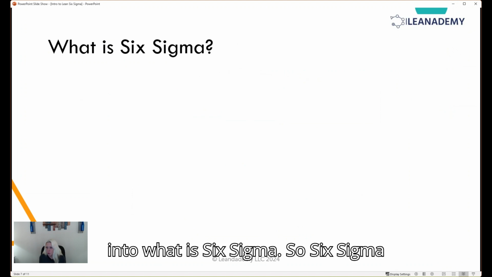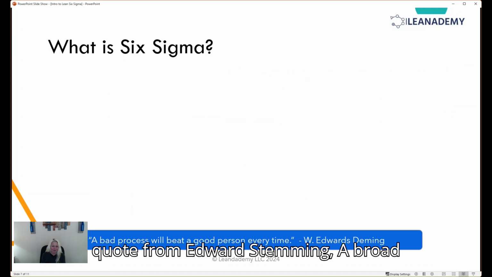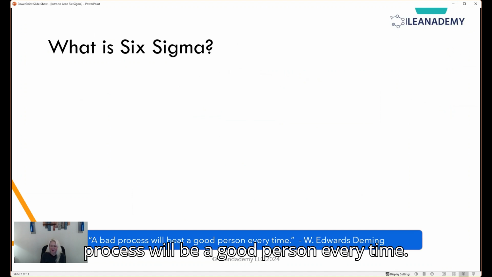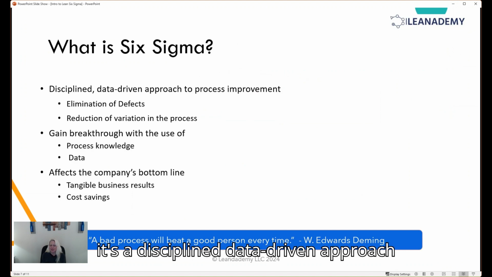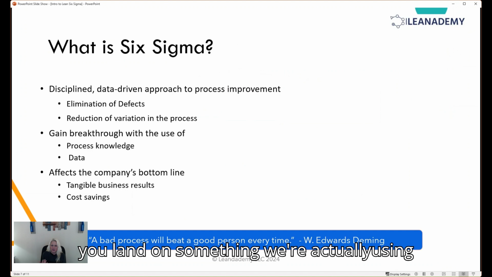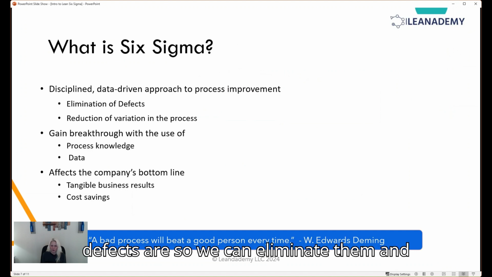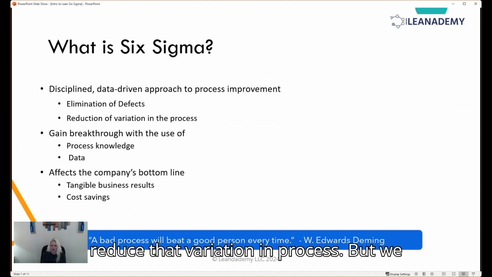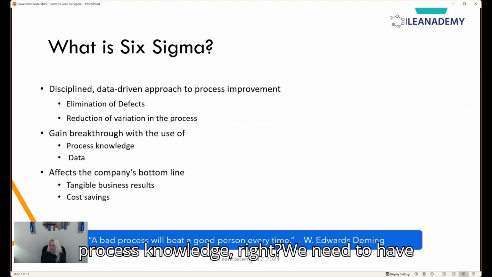So let's move into what is Six Sigma. So Six Sigma is, I like to start with always this quote from Edward Deming: a bad process will beat a good person every time. So what I try to look at with Six Sigma, it's a disciplined, data-driven approach to process improvement. It's just not throwing a dart on the board and hoping we land on something. We're actually using data to help figure out where those defects are so we can eliminate them and reduce that variation in the process.